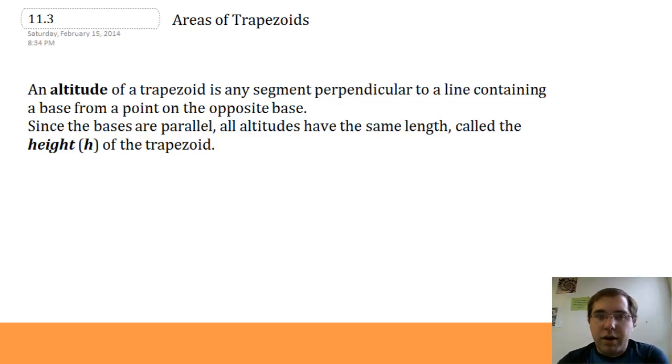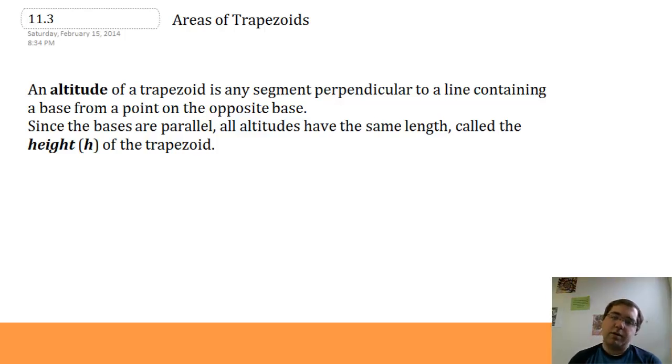This is section 11.3, areas of trapezoids. So we've already seen the formulas for the areas of a square, a rectangle, a parallelogram, a triangle, and a rhombus. Now how about a trapezoid? Remember, trapezoids are not parallelograms, so the formula for parallelograms will not apply here. First, we need a couple of definitions.